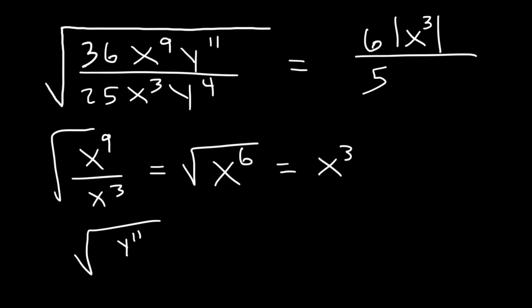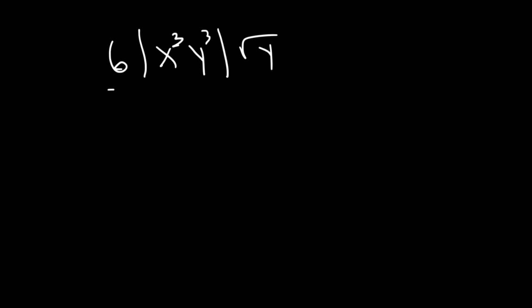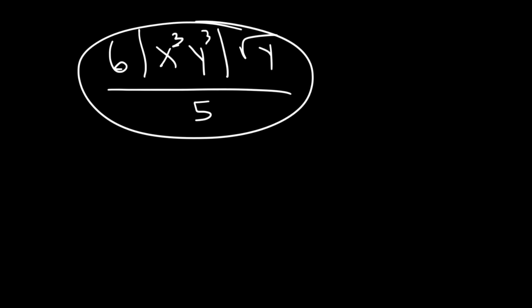Now y to the 11th divided by y to the 4th. That's basically y to the 7th. And this is y to the 6th times y. And the square root of y to the 6th is y cubed. So on top we have the absolute value of y cubed times root y. So we can write the final answer as 6, absolute value x cubed y cubed, times root y, divided by 5.